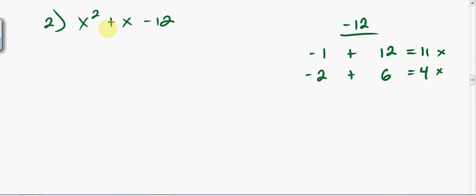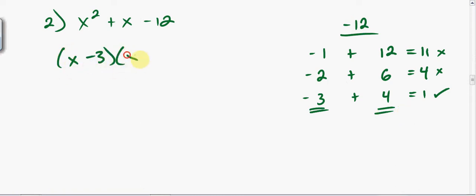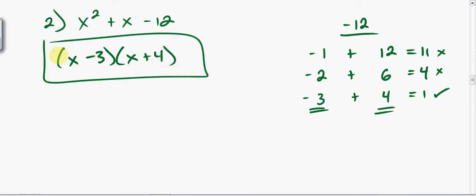What about 3? 3 goes into 12 4 times, so negative 3 times 4 gives us negative 12. Negative 3 plus 4 gives us 1, the b that we're looking for. That's the number, so we're going to use negative 3 and positive 4. So we have x minus 3 times x plus 4, and there's our solution.